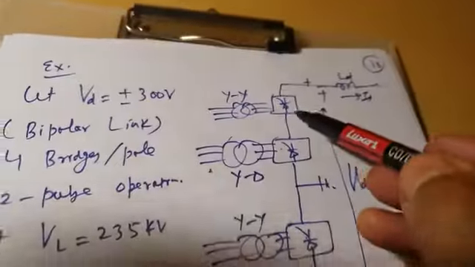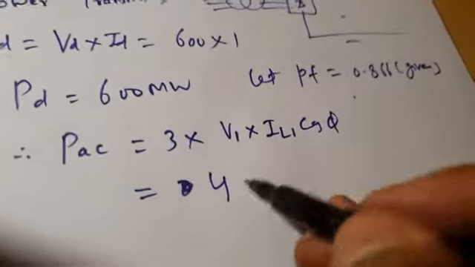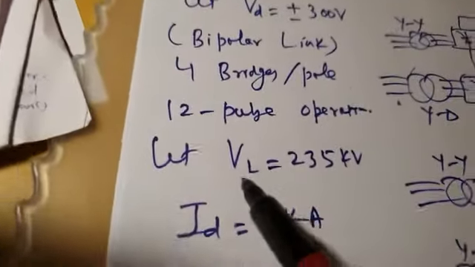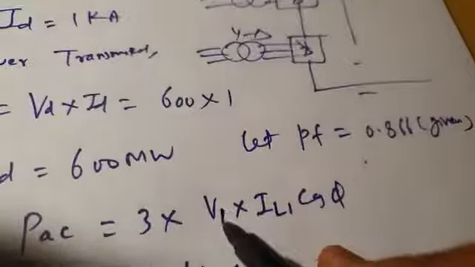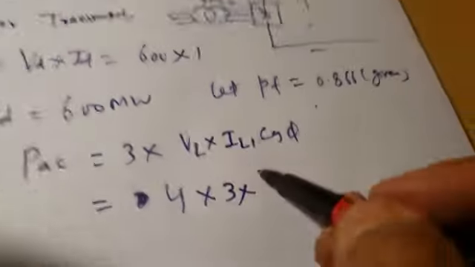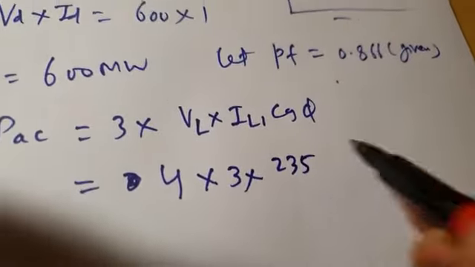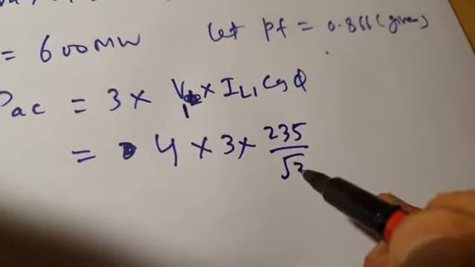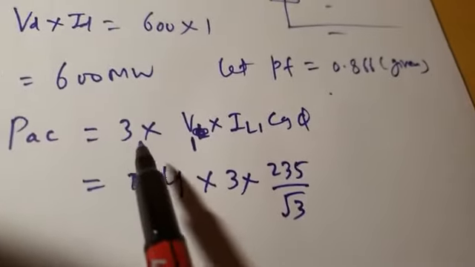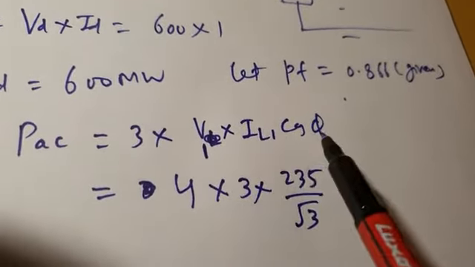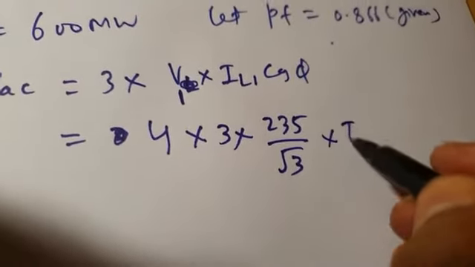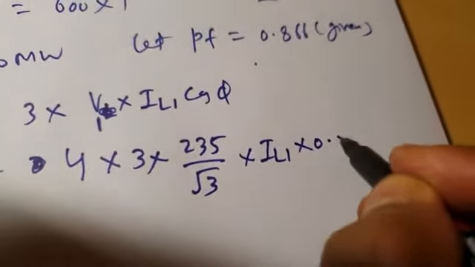Since there are 4 bridges in series, I have to multiply by 4. So 4 into 3 into line voltage. Line voltage is 235 kV, and phase voltage is 235 by root 3. Since I am taking per phase, it is 3 V phase I phase into cos phi. So phase voltage is 230 by root 3 into IL1 into power factor, which is 0.866.